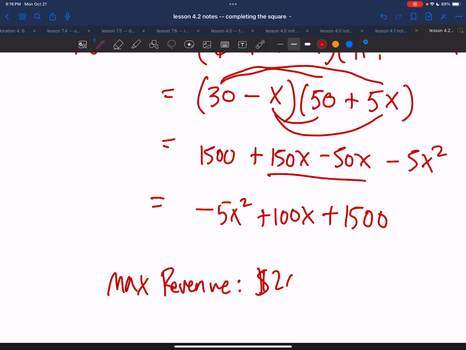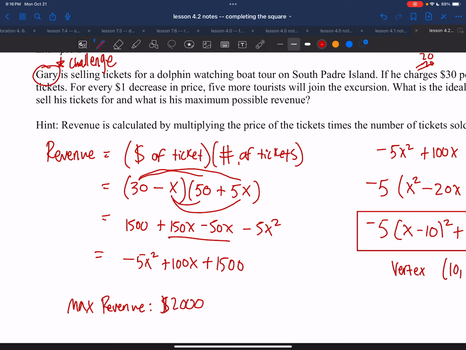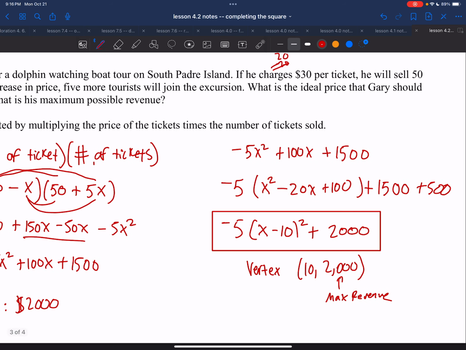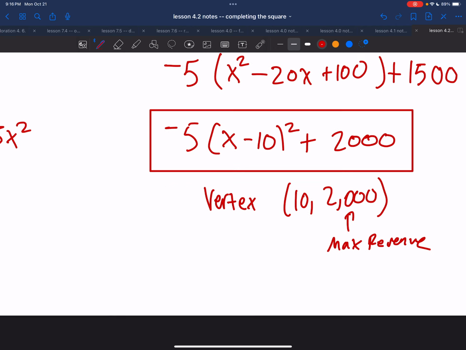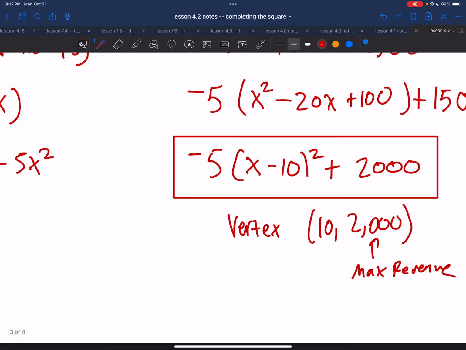The max revenue is $2,000. Okay? But then Gary would ask, that's awesome, Mr. Spake. I know that I can make $2,000 off these people. How much do I sell it for to do that? Right? Because that's what Gary would want to know. Thank you for telling me how much money I could make. What do I need to price the ticket at to make that happen? And I said, well, X was 10. So then Gary says, oh, okay, price it at $10.